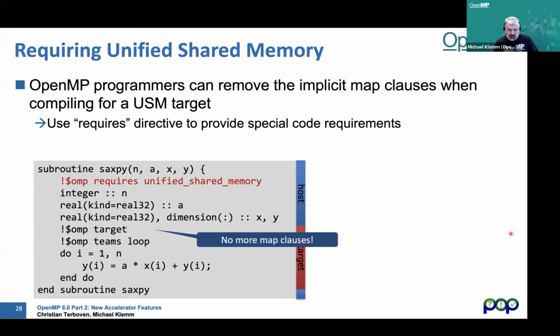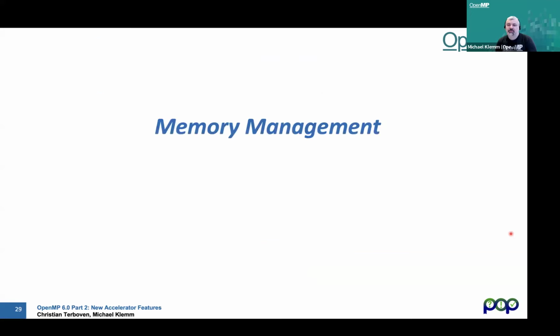And secondly, if you want to run that code on a machine that doesn't have unified shared memory, it is an error condition that is detectable at runtime, and the compiler can give you information that it doesn't support that mode of operation, or at runtime, the runtime system of OpenMP can give you that information that you're trying to run something that is not actually supported by the underlying hardware. With that, Christian, back to you.